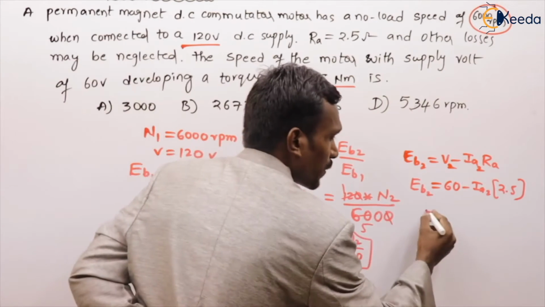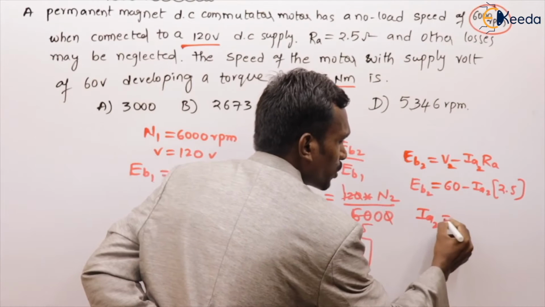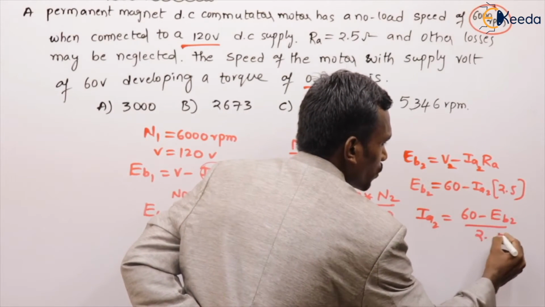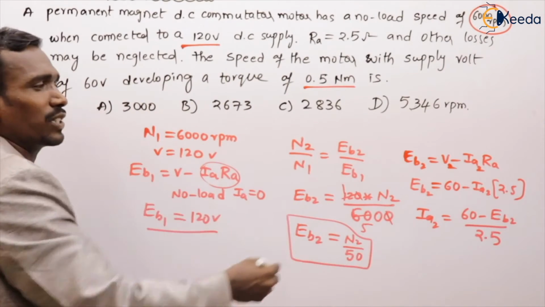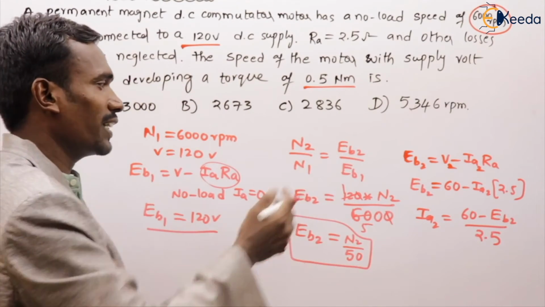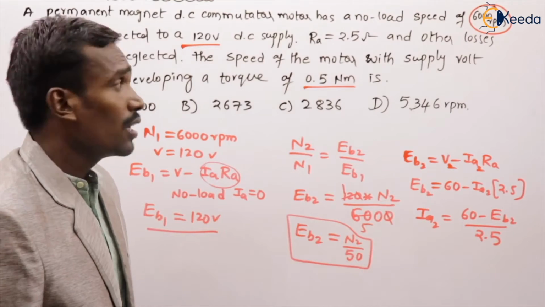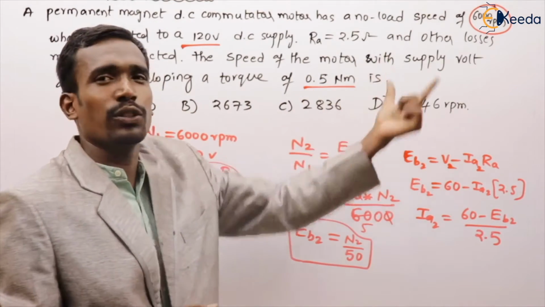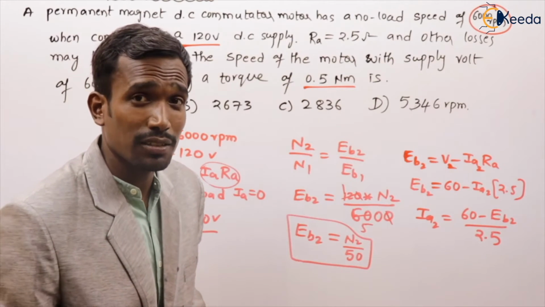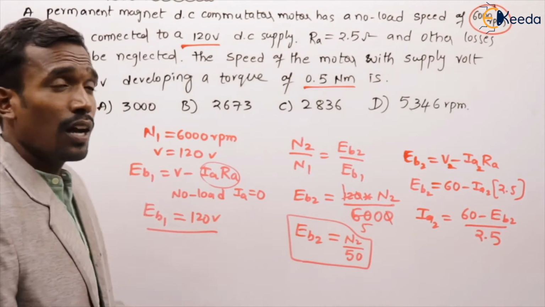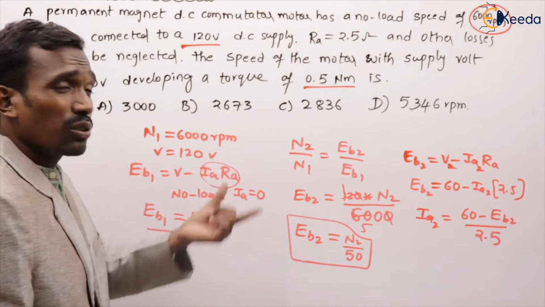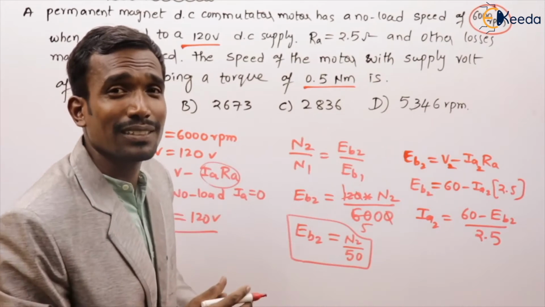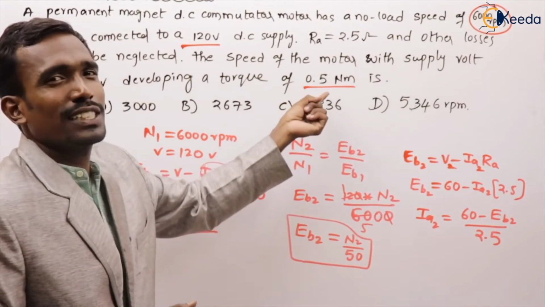Can you find IA2 from this? IA2 is equal to (60 minus EB2) by 2.5. This is my IA2. Yeah, I got IA2. Now, they have given another one, a torque of 0.5 Newton meters. They have given torque also, right? How can we solve now? For that solution, they have given one hint here: the motor having 0.5 Newton meters of torque. We have to use this one.